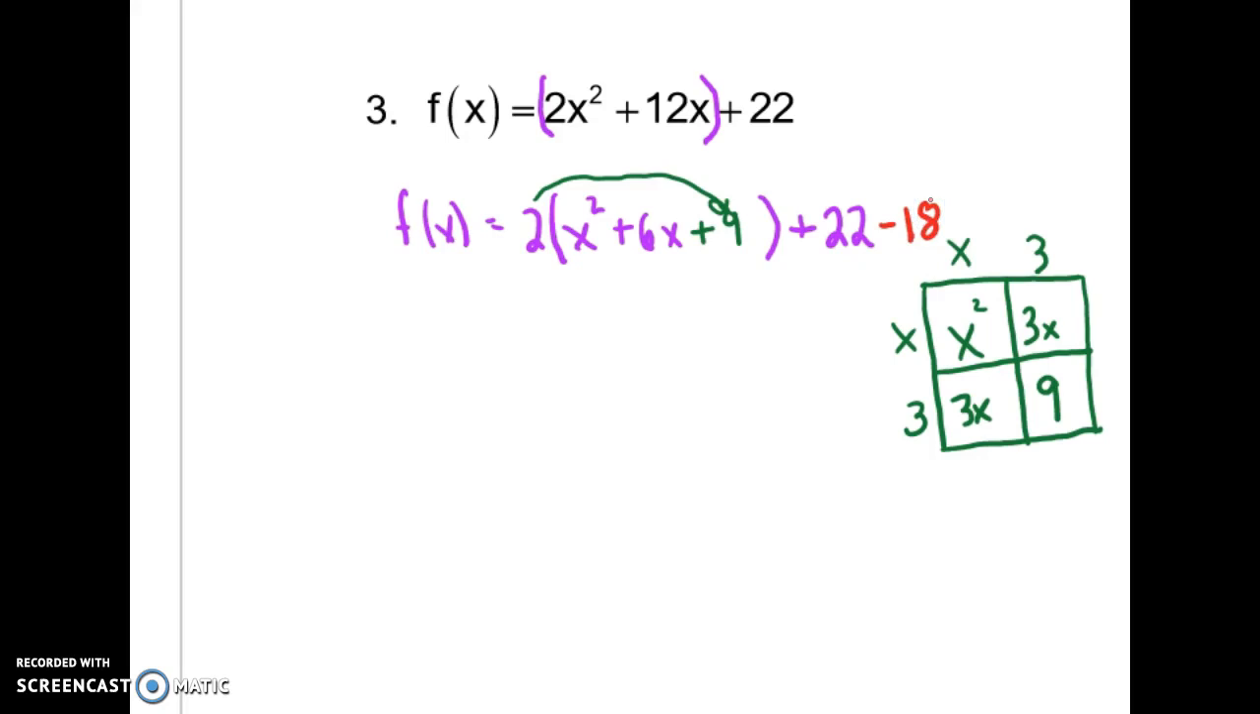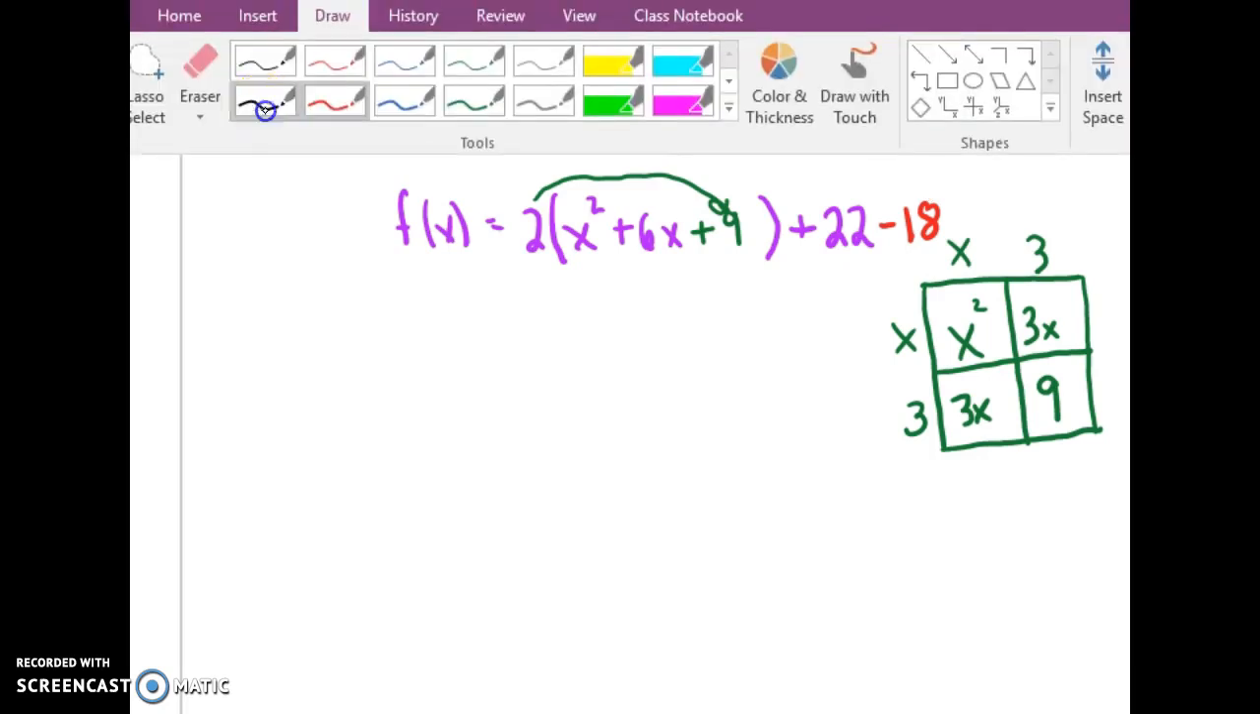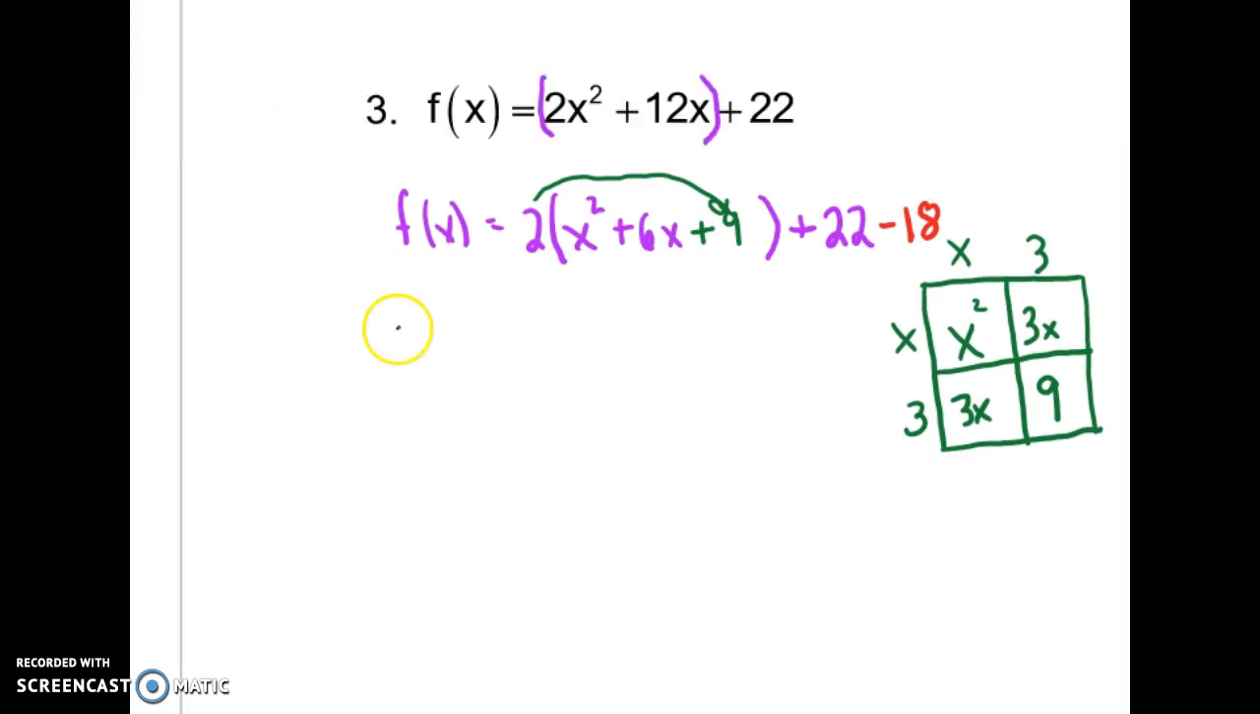At this point, I'm ready to factor. The good news is the factoring should be relatively easy because we've actually already done it. F of x is 2, and then the factors can be found from over here, from the area model. x plus 3 squared. And then 22 and negative 18 will give me 4.